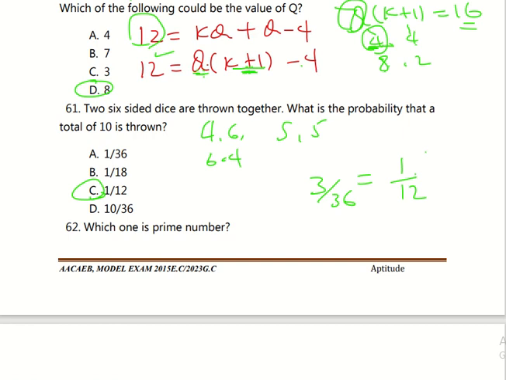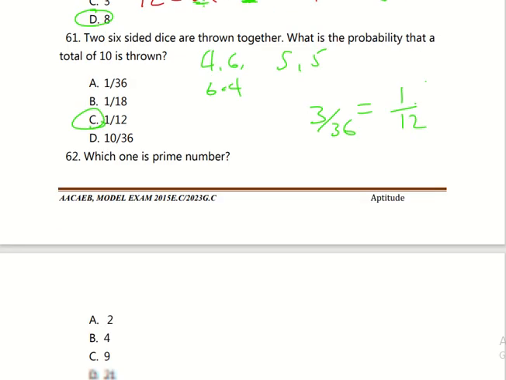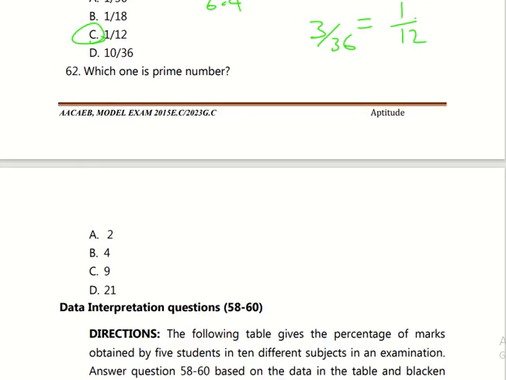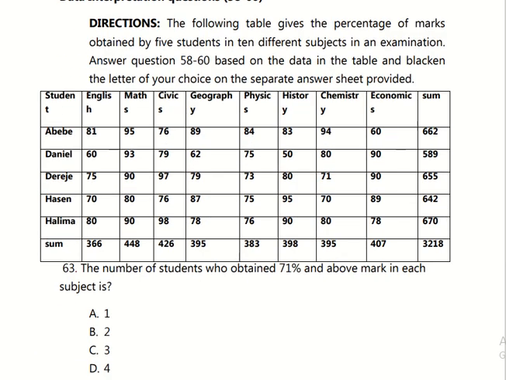The next one, which one is a prime number? Obviously that is 2. Very simple and funny question. Okay, the following table gives the percentage of marks obtained by 5 students in 10 different subjects in an examination. Answer questions 58 to 60 based on the data.